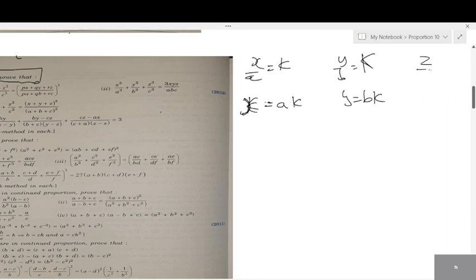Fourth question. See, on the right hand side only 3 is given. Ignore that. Just take the left hand side, whatever is given, and the value we have. X by a is equal to k. Therefore x is equal to ak. Y by b is equal to k, so y is equal to bk. Z by c is equal to k, so z is equal to ck.